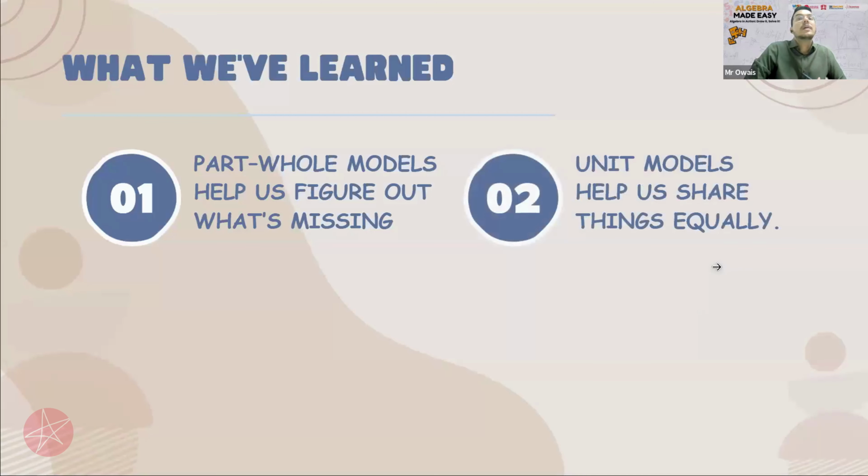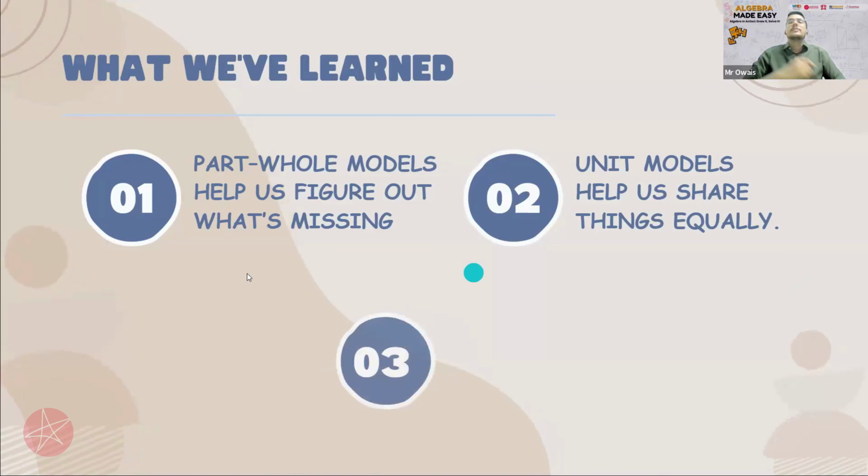The second one, which I said is really, really important that you'll keep using later on, right? That one is the unit model. So unit model, remember, they help us share or divide things equally. Anytime in maths you have a situation where something is being divided equally, you can always use the unit model or the unitary method, as we call it, to help you find out how much should each one person get.